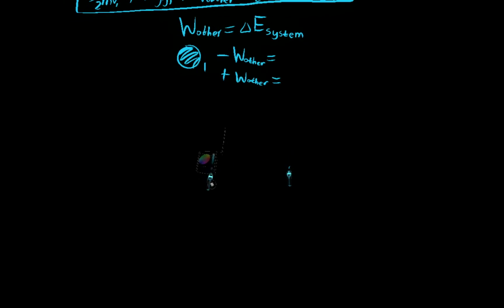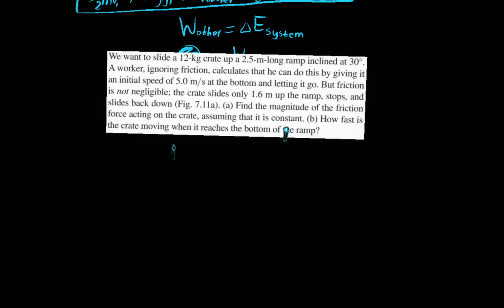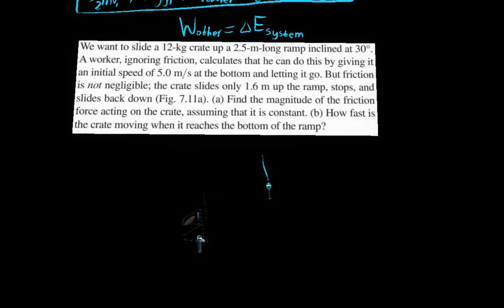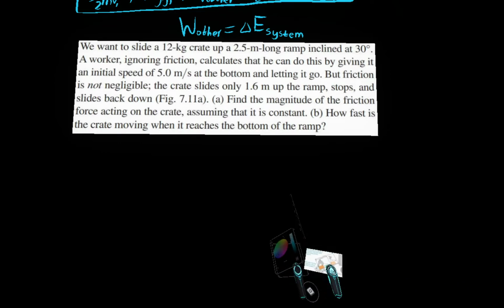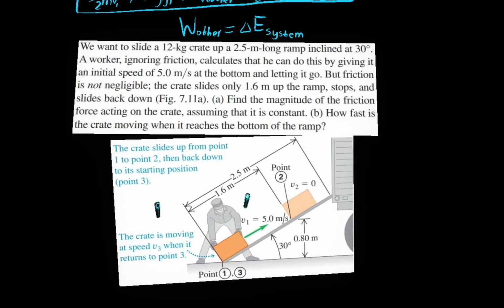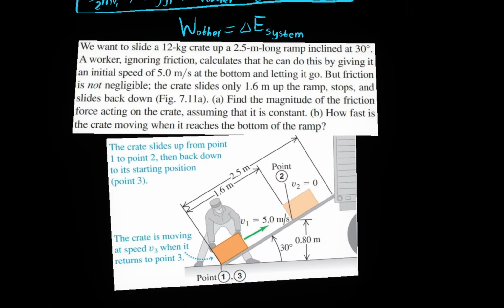So let's do another example that involves some other work. We want to slide a 12 kilogram crate up a 2.5 meter long ramp inclined at 30 degrees. A worker, ignoring friction, calculates that he can do this by giving it an initial speed of 5 meters per second at the bottom and letting it go. Here's the picture of what's going on. He's trying to shove this box up the ramp. But friction is not negligible. The crate slides only 1.6 meters up the ramp, stops, and slides back down. So, for A, we want to find the magnitude of the friction force acting on the crate, assuming that it is constant. And B, how fast is the crate moving when it reaches the bottom of the ramp?